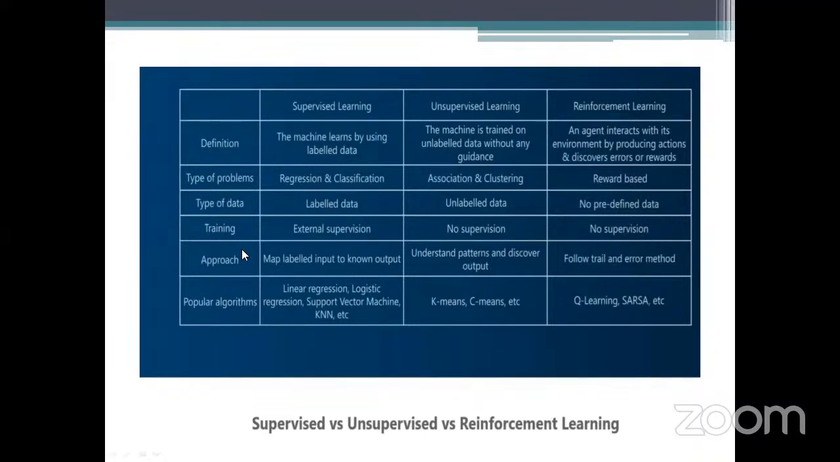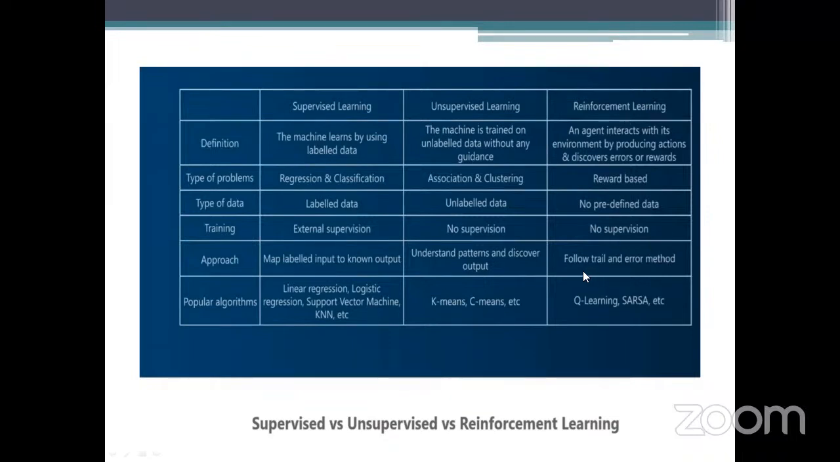And the fifth one is approach. Which approach is given here? Map labeled input to known output. This will be the output that we know in supervised learning. But in unsupervised learning, we understand the patterns and then we discover the output, right?